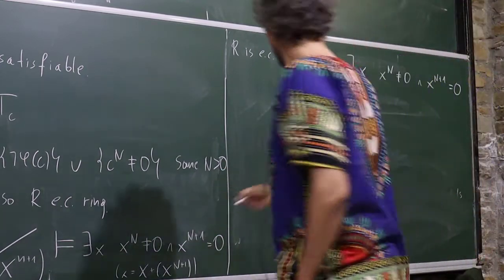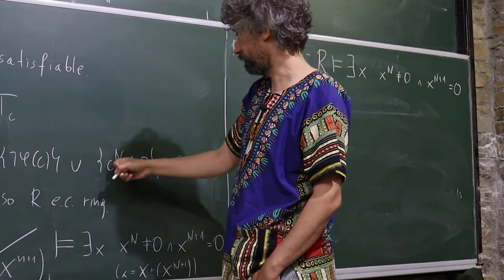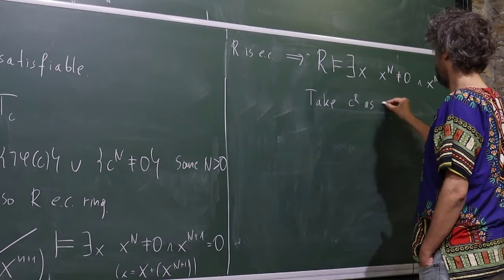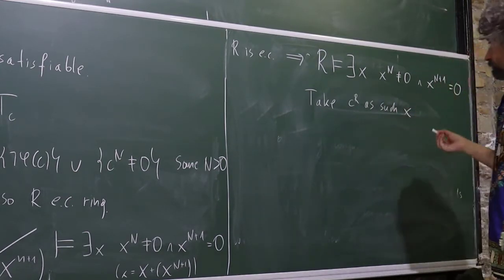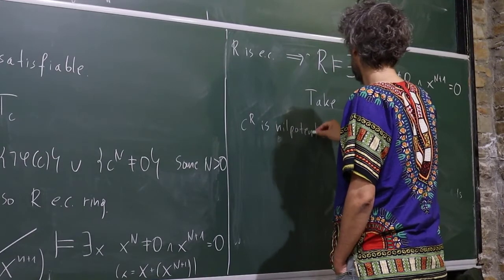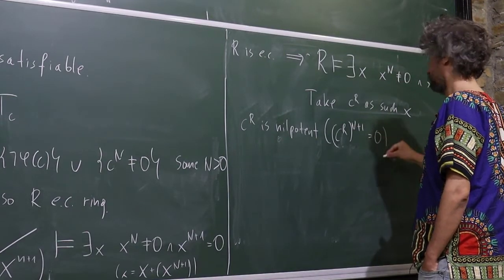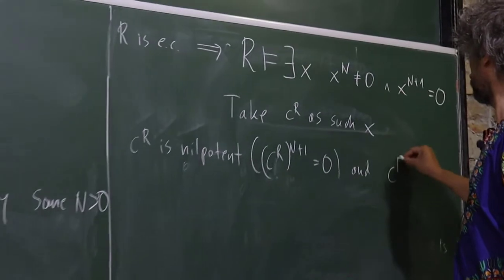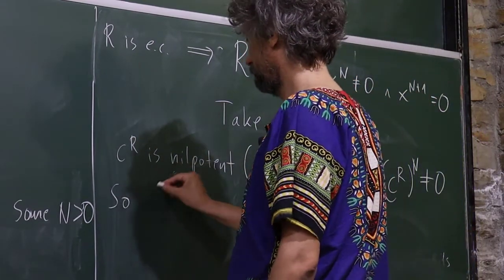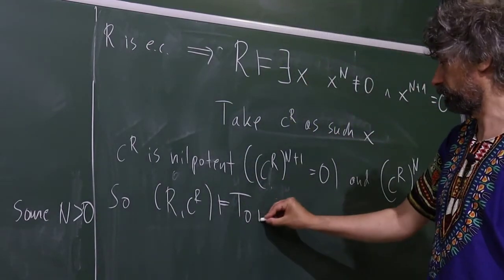Okay, and to find the model, we have to find the realization of the constant c. So take c_R as such x. Then, of course, c_R is nilpotent, because c_R to the 2n plus 1 is 0, and c_R to the 2n is not 0. So this R with c_R is a model of T0 as we wanted.